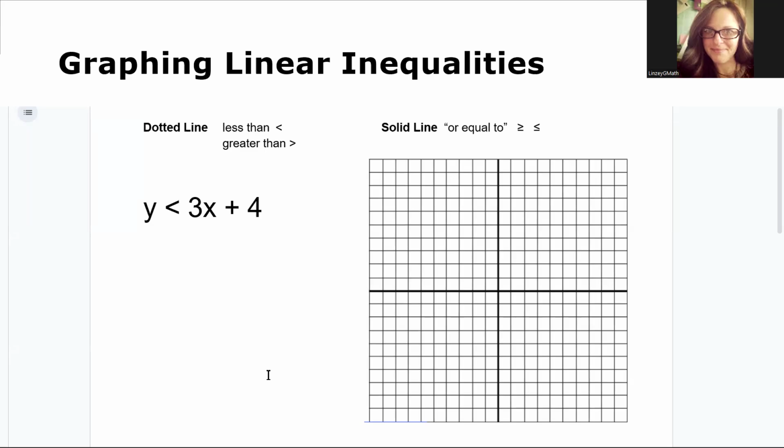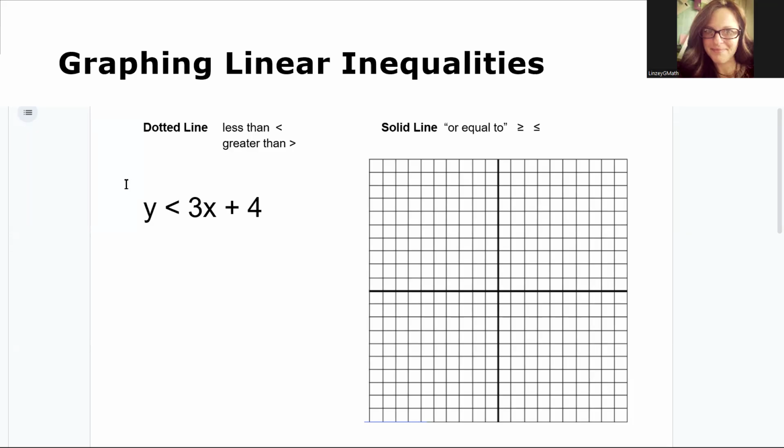Welcome to our session on graphing linear inequalities. We'll take a look at two examples, focusing on dotted versus solid line and where to shade, above the line or shade below the line. Let's take a look at our first linear inequality.